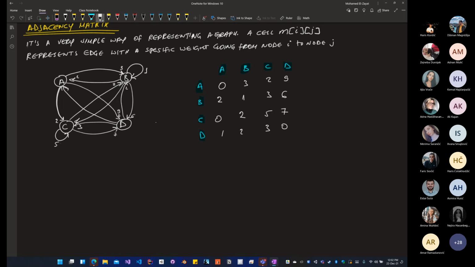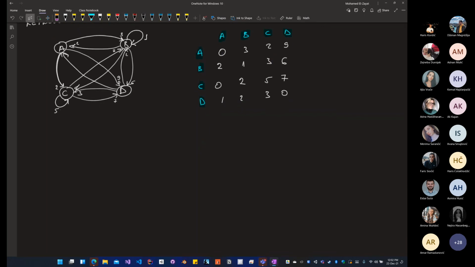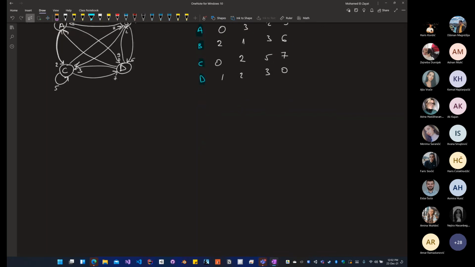So what are the pros and cons of using such a matrix? If I'm using this data structure, what are the pros and cons? So pros: it's space efficient for representing dense graphs.